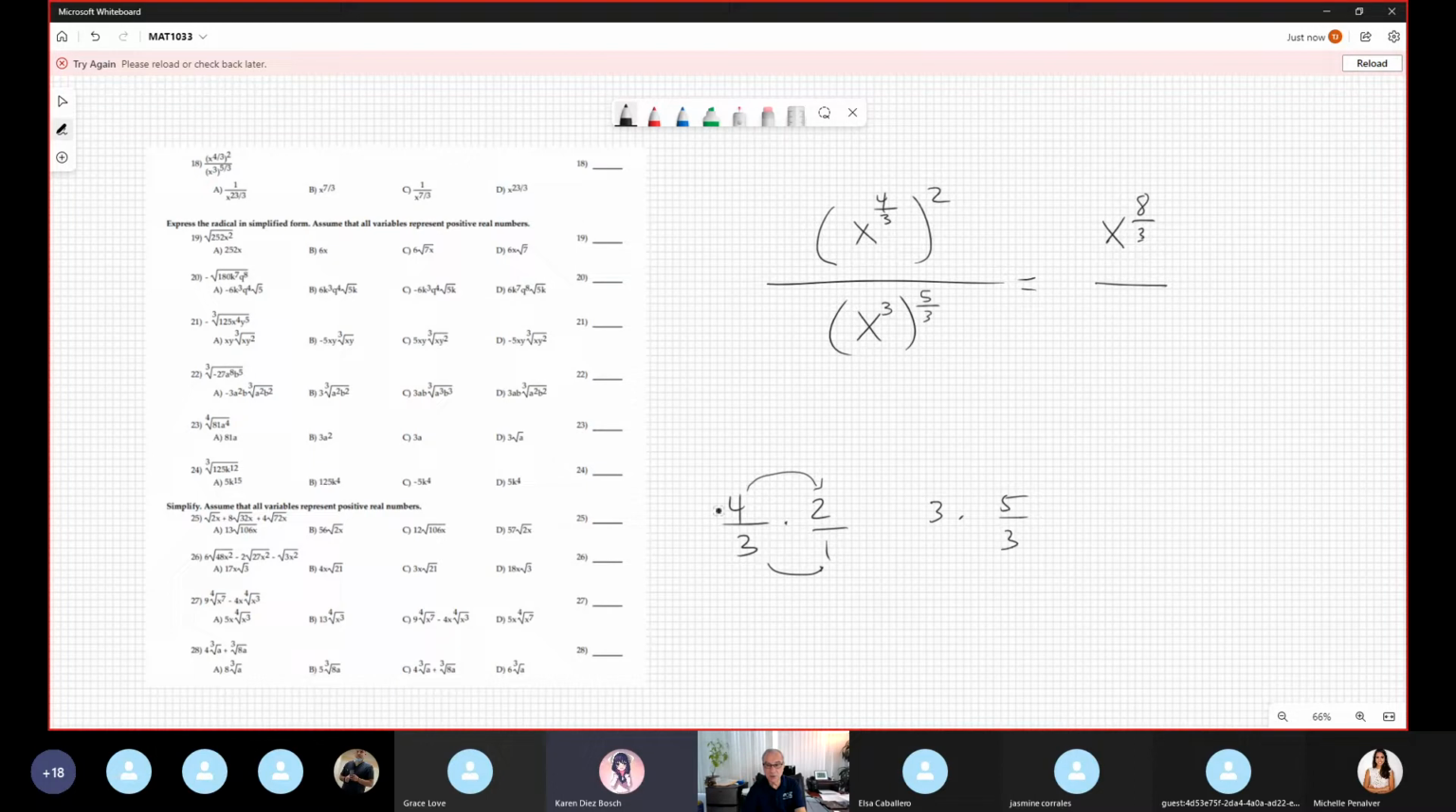Oh, it's easy. 15. Look, 15. Oh, you cancel out this 3 if you want. Oh, suppose you don't see the cancel out. You multiply 3 times 5, 15 over 3, and it's 5. x to the 5th power.